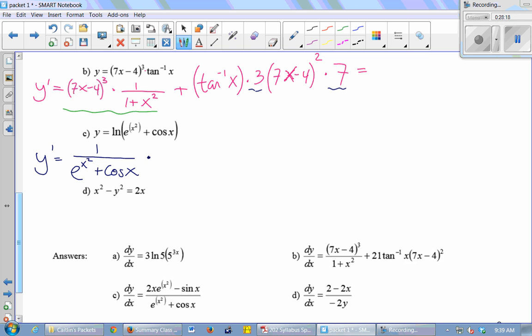Okay, so what is the derivative of e to the x squared? Yep. So the derivative of e to anything is e to that thing, but then apply the chain rule, take the derivative of the stuff. And then what's the derivative of cosine x? Negative sine x. There we go.